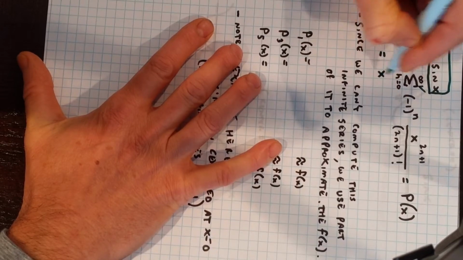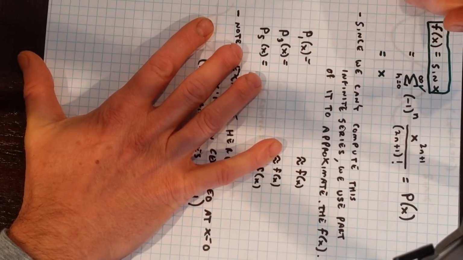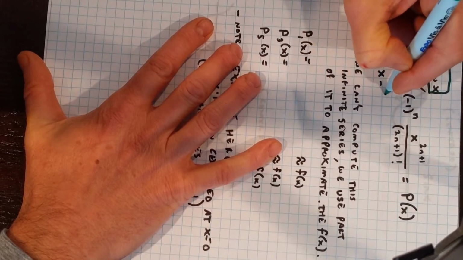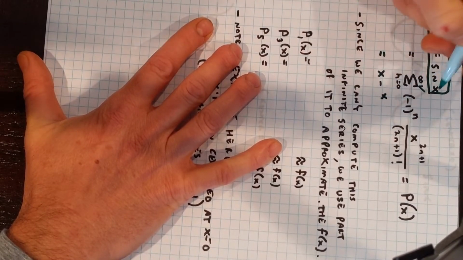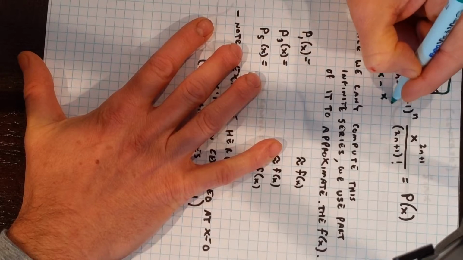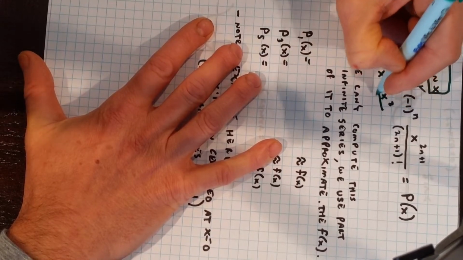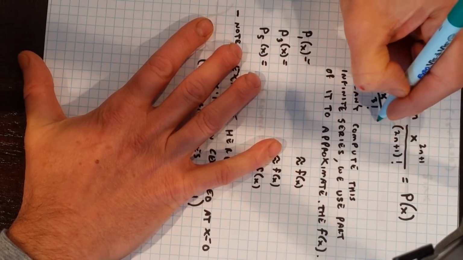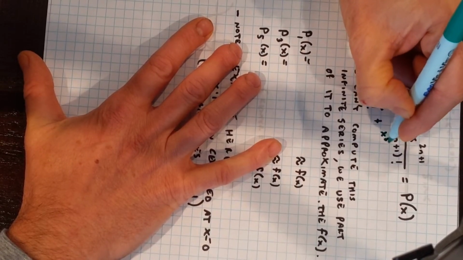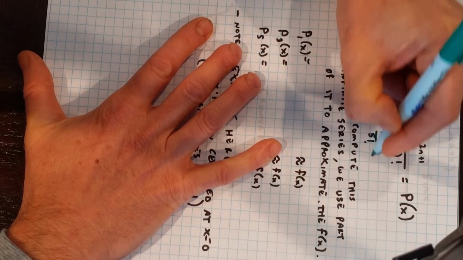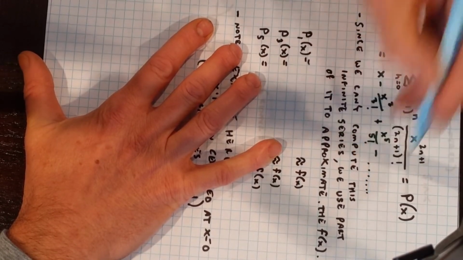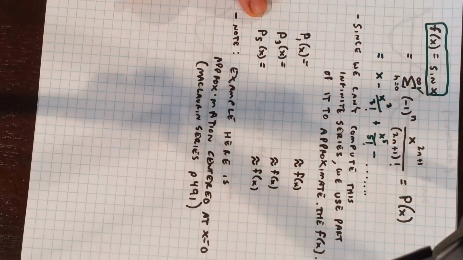You'd get x when you plug in 0. Then the second term you would get is actually going to be a 0. But then you get this. The next term you get would be x to the 5th over 5 factorial minus, and the series continues in that form.